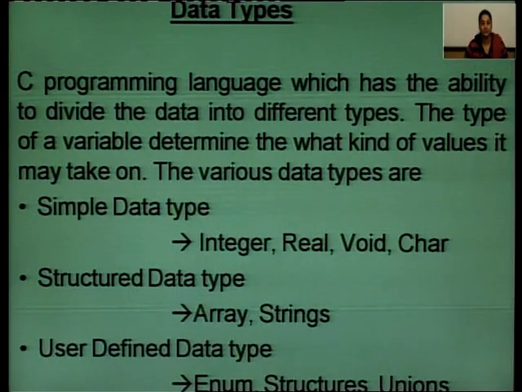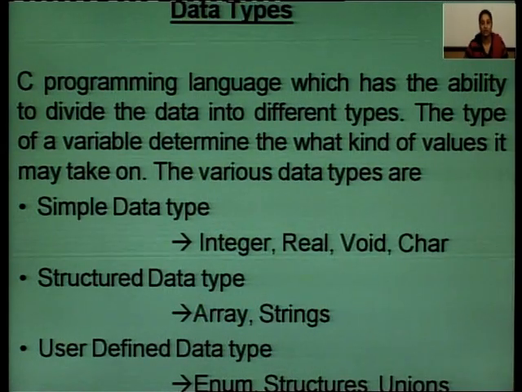Array is a data type that is used in the data structure language. Before starting the array, I just want to give a brief introduction about the data type. The C programming language has the ability to divide the data into various types. These types of the variable determine what kind of value it may take on. These types tell which kind of data you have to take.